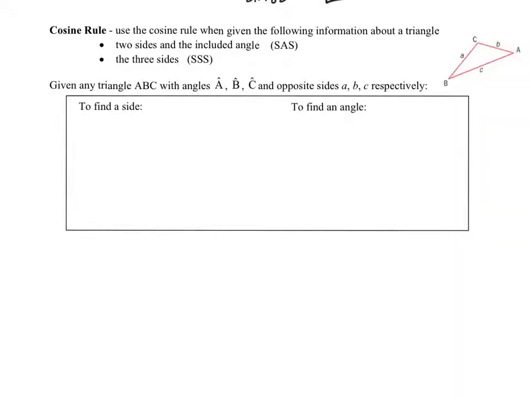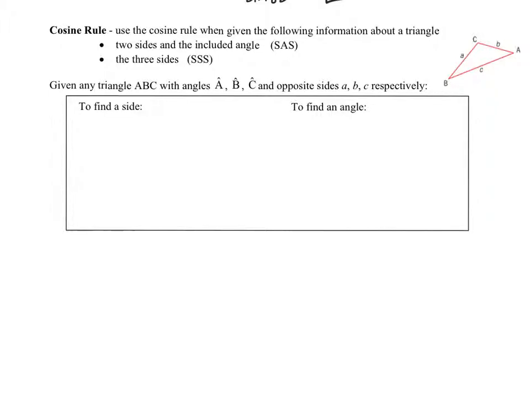Okay, so let's now talk about the cosine rule. Use the cosine rule when the following information is given about a triangle: when you have 2 sides and an included angle, or you know all 3 sides. Again, we have the same triangle set up with angles A, B, and C, and then little a, little b, little c are across from those angles respectively.